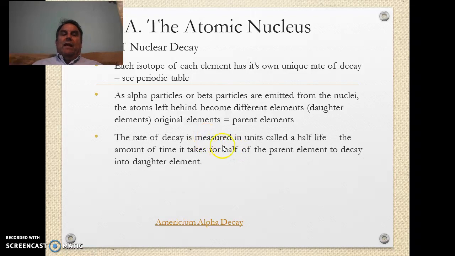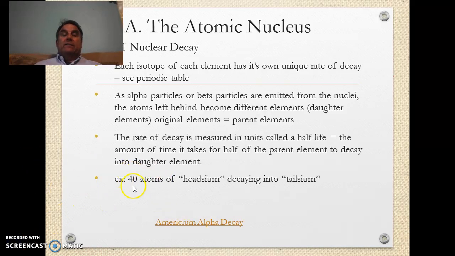Okay, the rate of decay is measured in units called half-lives. You've probably heard of a half-life. So a half-life is the amount of time it takes for half of the parent element to decay into the daughter element. Okay, so we can imagine this with a simple illustration.